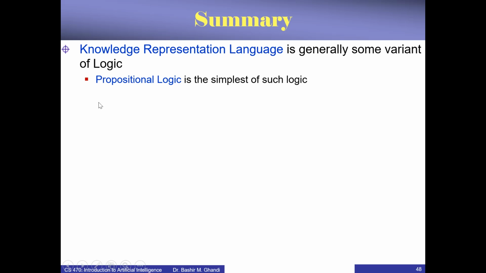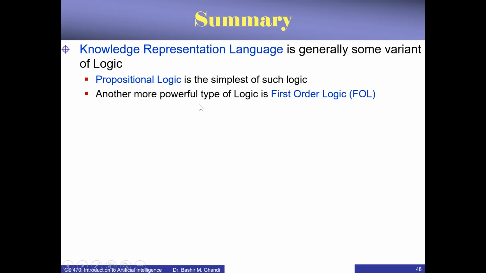Finally, we know that knowledge representation language is generally one or more variants of logic. Okay, and propositional logic is the simplest of such logic. Another more powerful type of logic, which we will not be able to study in this course, is called first order logic, FOL. There are also higher order logics that are even more expressive than FOL.